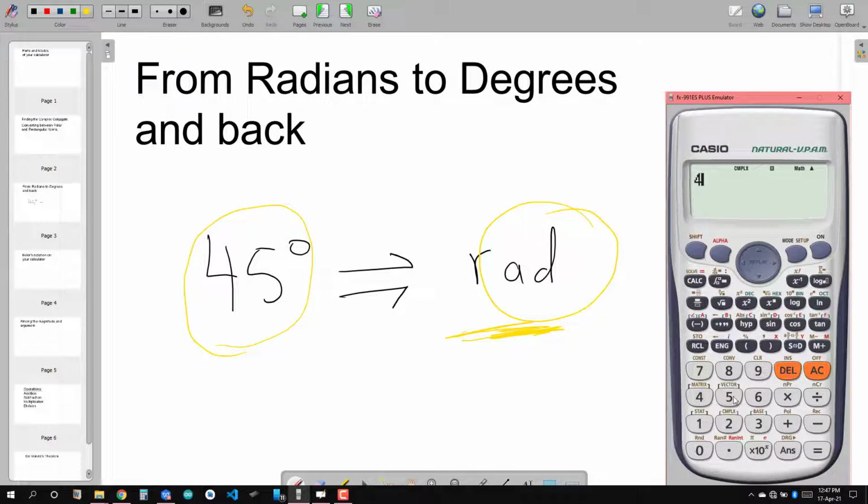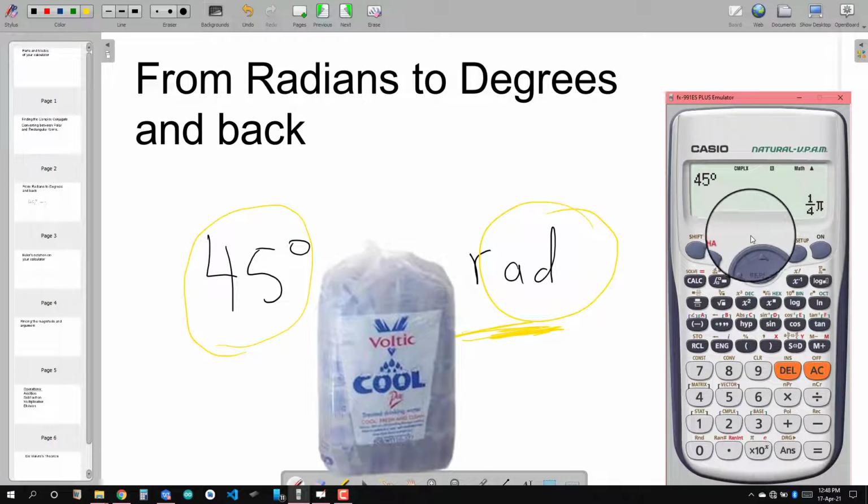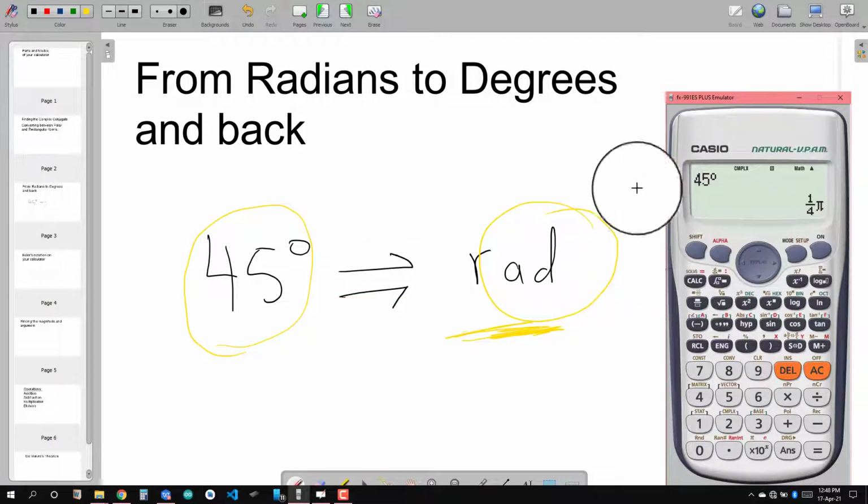So 45, and then we can access degrees using this function on top of answer. So shift answer, we enter degrees, which is number 1. And then our calculator's mode is in radians. So by pressing enter, our 45 degrees is going to be converted into radians. So enter. Now we have 45 degrees converted to pi on 4 radians. Really cool.